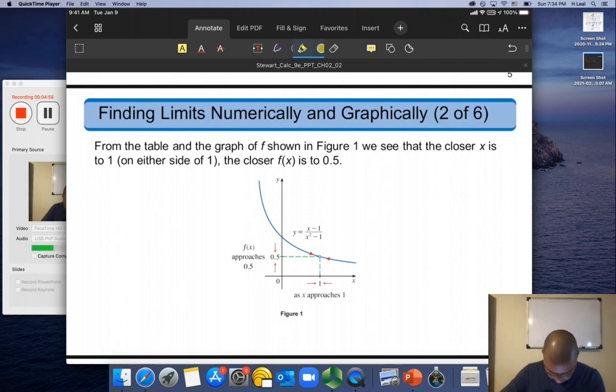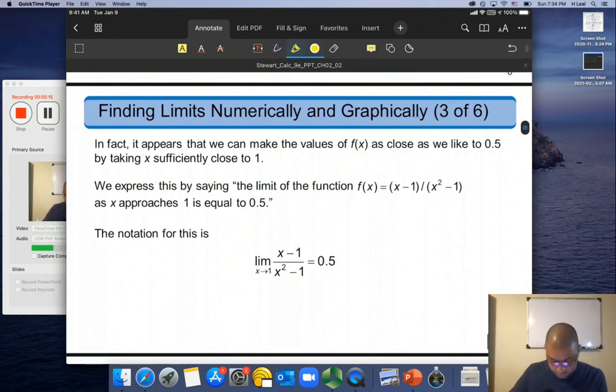Listen to this wording here. As x approaches 1, f of x approaches 0.5. We're going to say this many, many times.